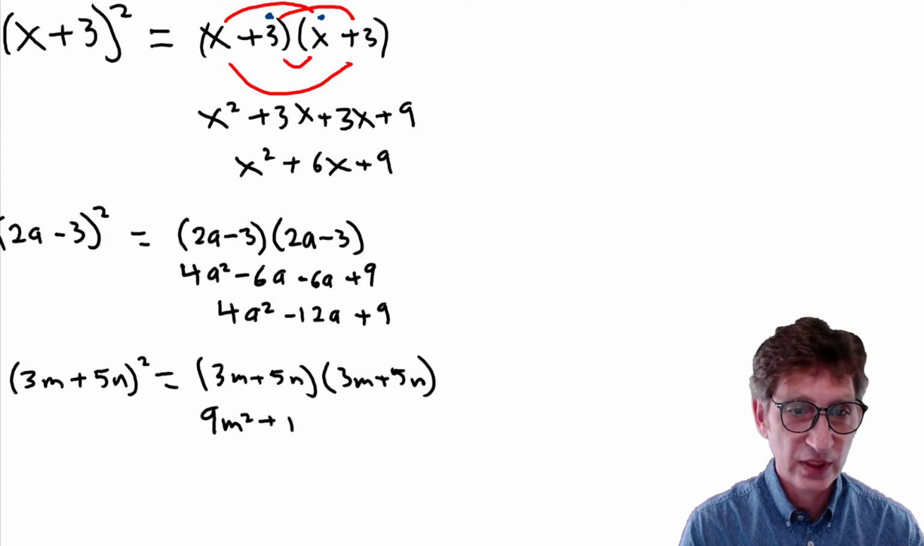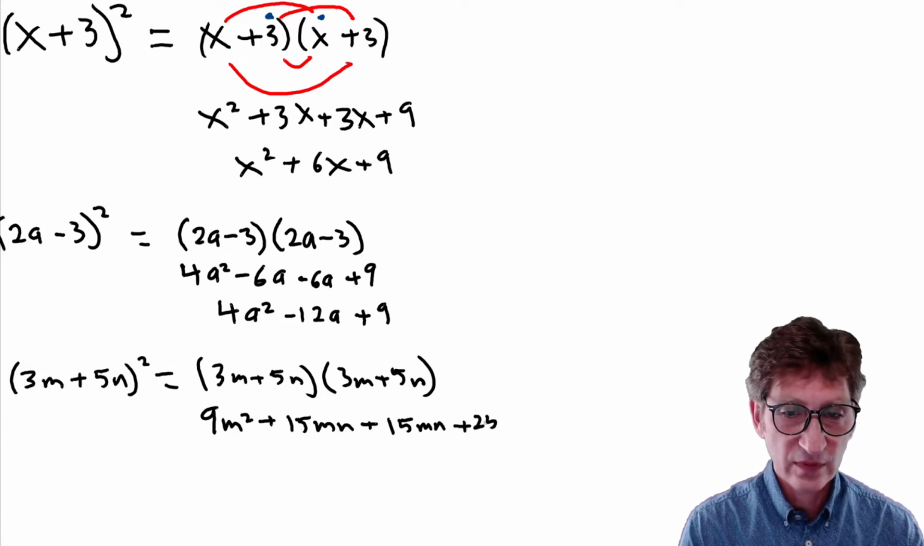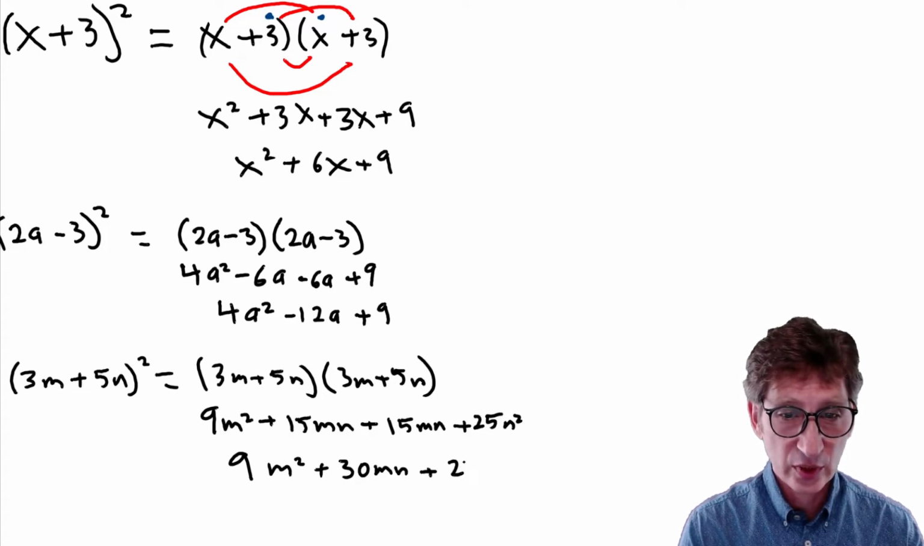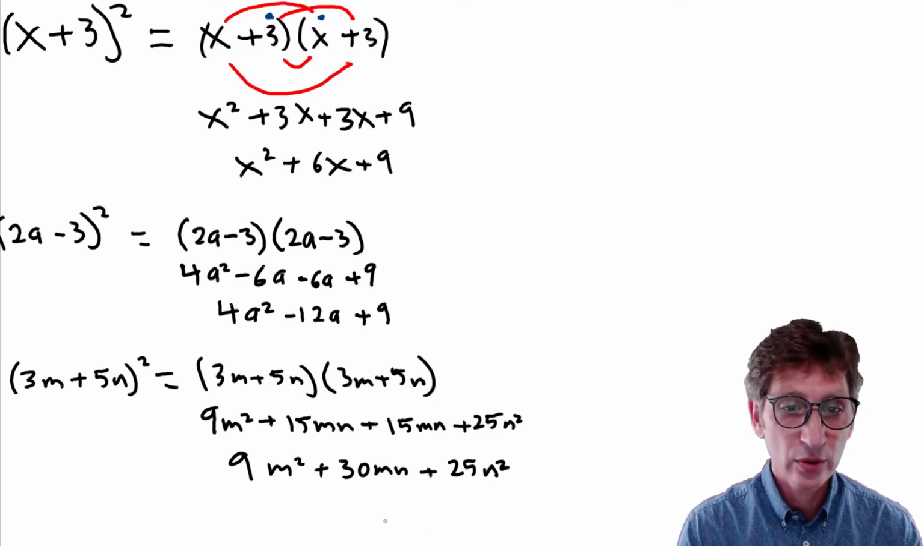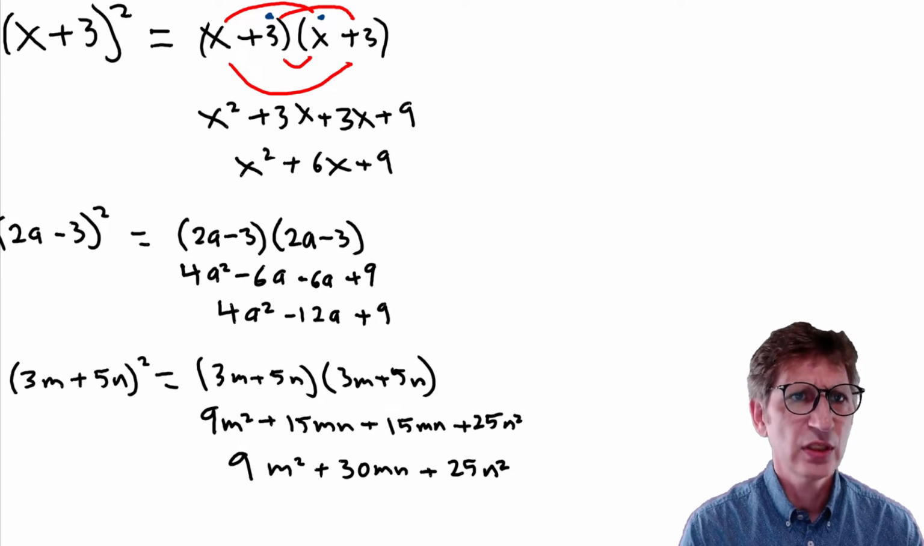3 times 5 is 15. M times n is mn. Do the same thing with the inner terms. 5n times 3m, it's again 15. And we'll write this alphabetically, mn. And the last term, 5n times 5n, is 25n squared. Combine the two like terms in the middle, giving us 9m squared plus 30mn plus 25n squared. Very cool. All right, let's look at another situation here.